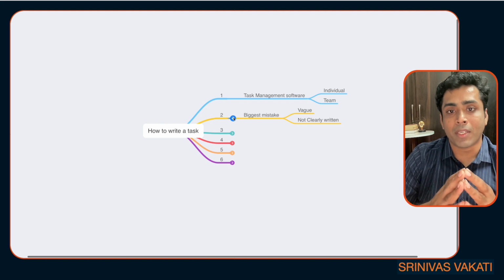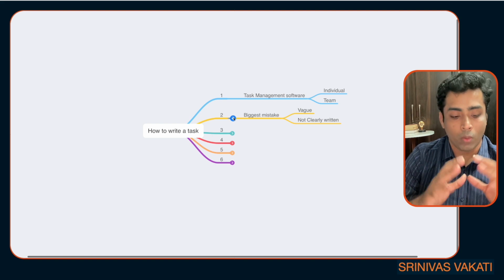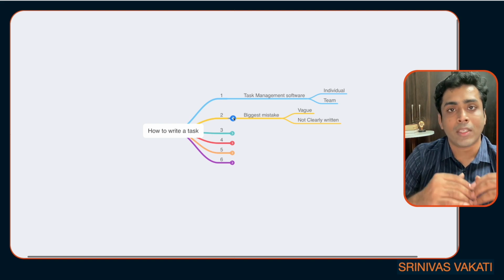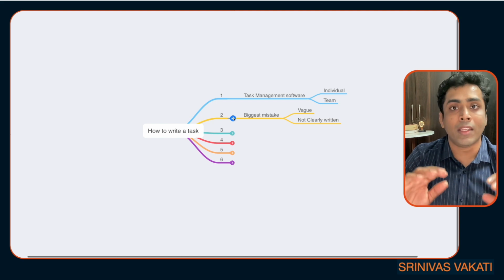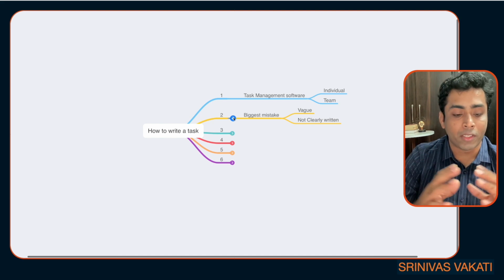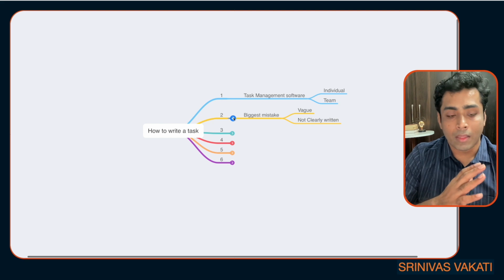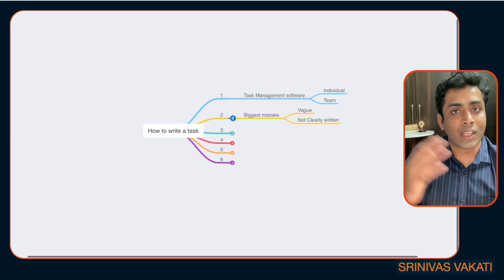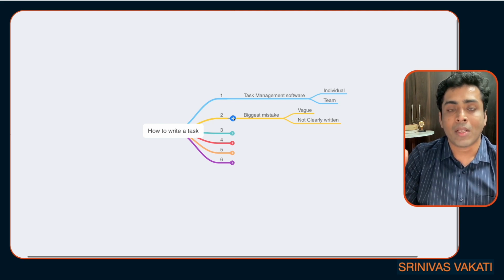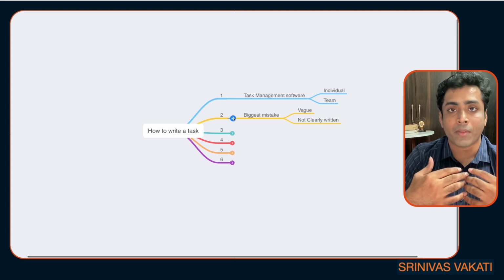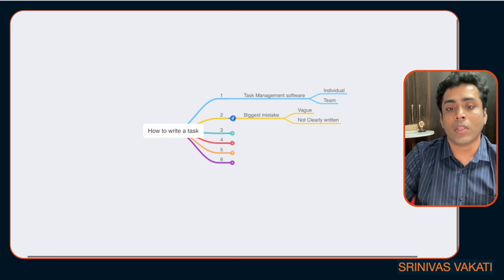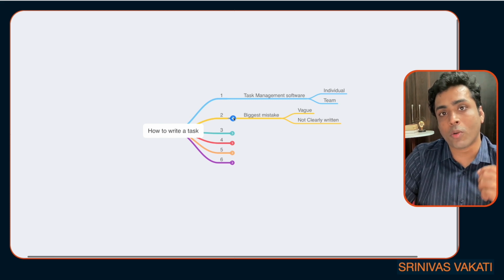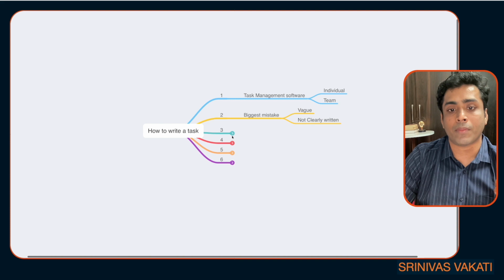One of the biggest mistakes I see most people make while using this software is they write their tasks very vaguely, and the tasks that they write are not clearly written. In fact, I have met so many people who have no idea what they have written. Because it's so vague, they don't recollect it after a month or so. So in this video, I'm going to share with you how to write the task.